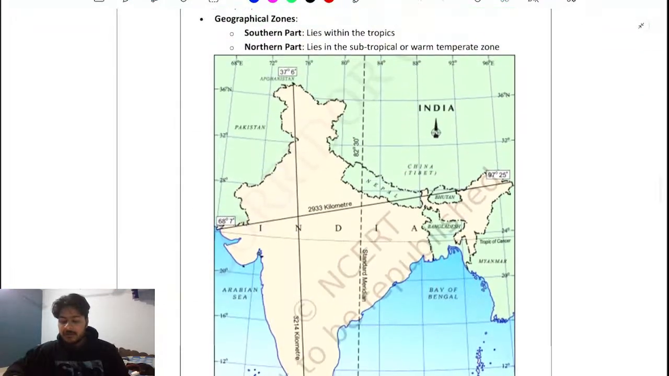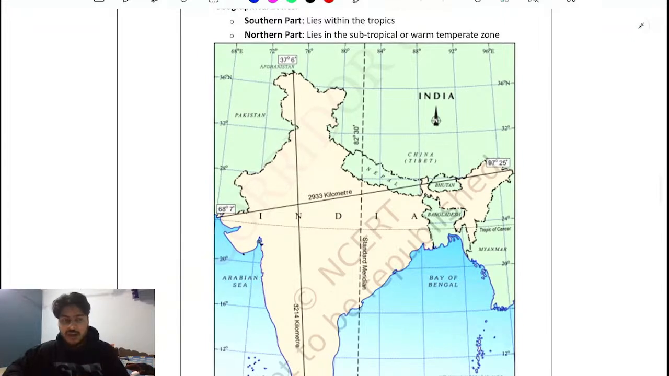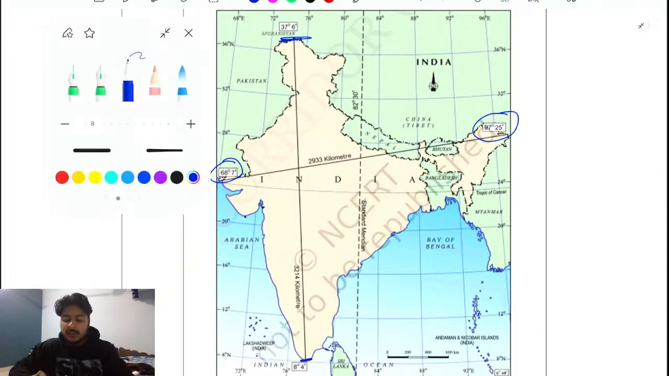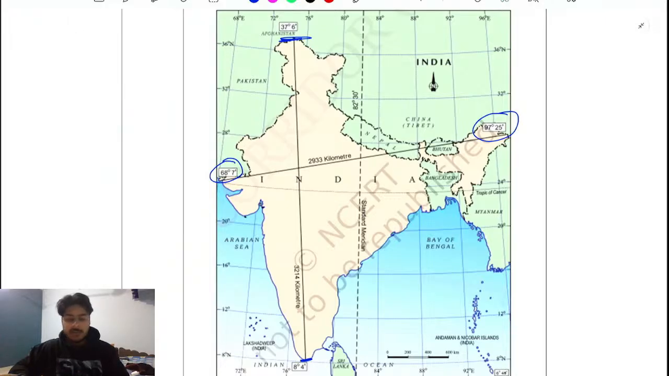First, what you need to understand is the overall stretch of India. India stretches from north to south and east to west. From north to south, it is 8 degrees 4 minutes to 37 degrees 6 minutes. This is the north and south extension of India. Next is the east and west extension: 68 degrees 7 minutes to 97 degrees 25 minutes. This is the east and west extension of India. You should be very clear about this. Next, let me show you some pictures.